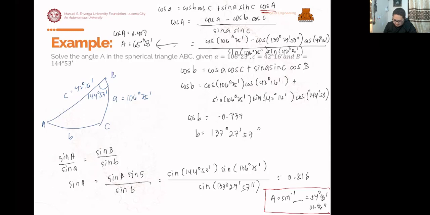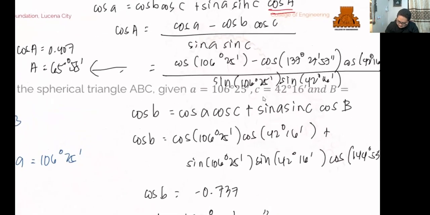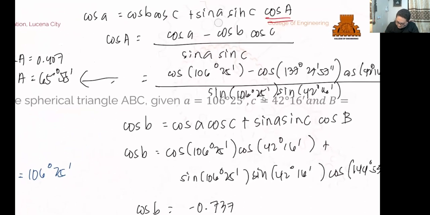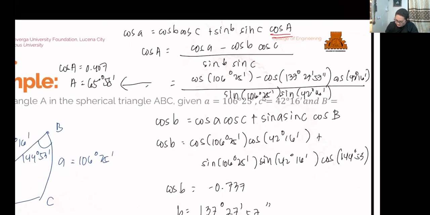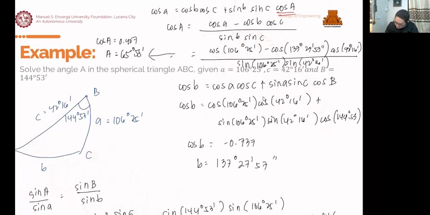So, cosine of A natin is 106 minus cosine of B, cosine of C, sine, yun. Nagamit ko pala yung dito, yung A. So, this should be B. Okay? So, sine B dapat. Okay? May typo. So, this should be 137 degrees, 27 minutes, 57 seconds. Okay? So, balikan ko lang yun.